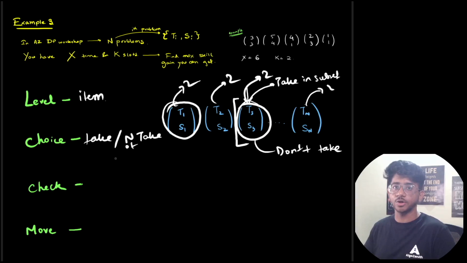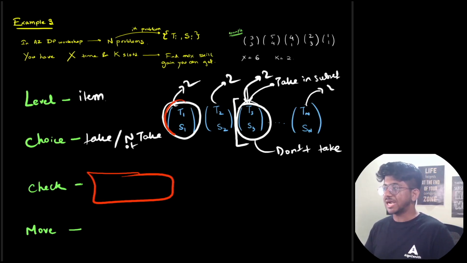It's a weird way to write not, but anyway, check: can we take it into the subset? This is where things come into action. So you need to know which items you have taken before. Let's say you have taken this item and you are considering whether to take this item or not. You have to ensure that the sum of the times being taken is less than the time that is available. And then the number of items you have taken till now, plus this one if you are taking it, has to be less than or equal to K.